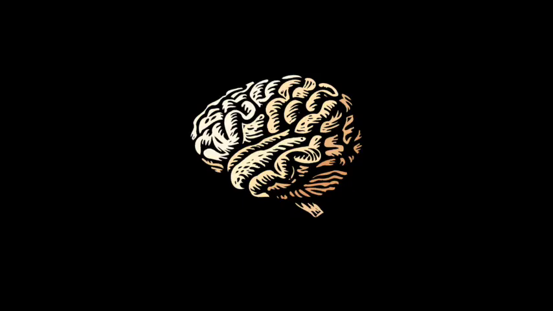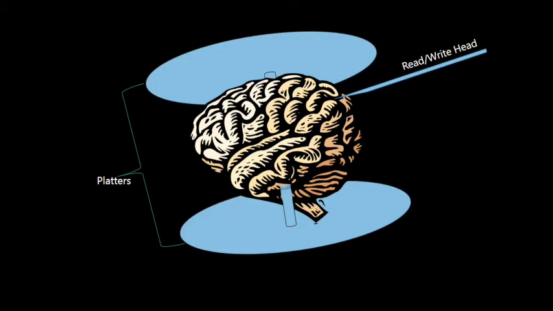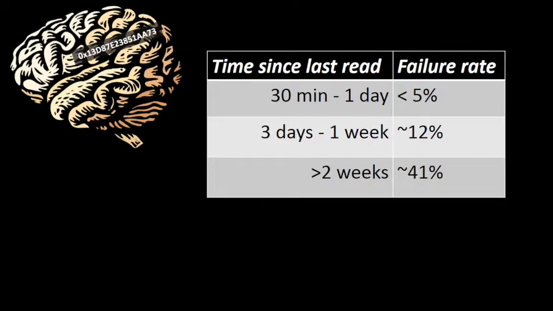This is the amount of information in a 56-bit symmetric key. This is a memory system previously assumed to be incapable of storing crypto-length keys. We present a data encoding and storage scheme to store random crypto-length secrets into human brains. We limited failure rates to 12% for reads that followed 3 to 7 days of memory system idle time.